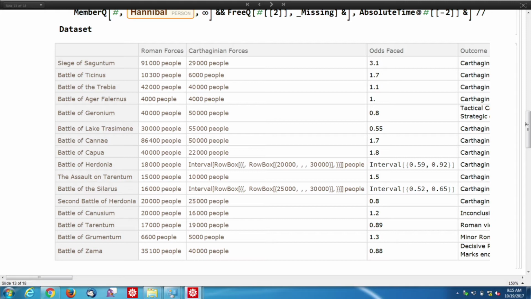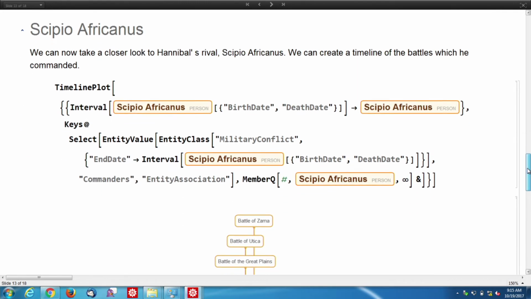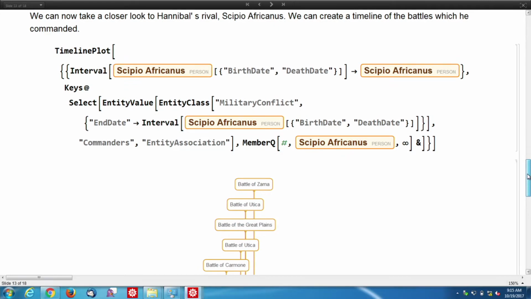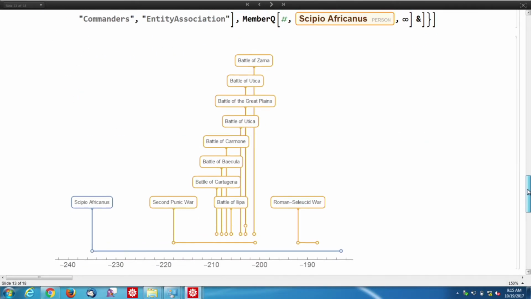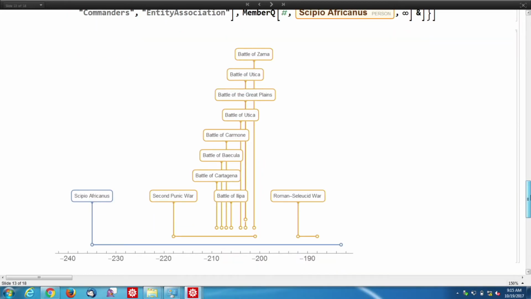There are the Roman forces he faced and the Carthaginian forces he had, the outcome of the battle, and the odds he faced. We can see here that the odds were usually against him, and still he won. Here we see his Roman counterpart, Scipio Africanus.